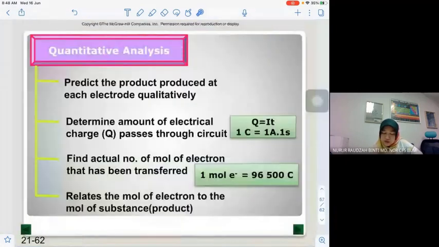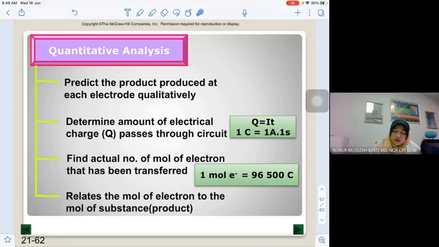Now let's look at the steps we have to follow when we want to answer a quantitative question based on Faraday's law. Firstly, we have to know what the product is at each electrode. Sometimes the question already tells us, for example, that hydrogen gas is produced, or that copper solid is produced at the cathode. Sometimes the question tells us, but sometimes you need to predict it on your own. Then you have to come up with the equation of the reaction.